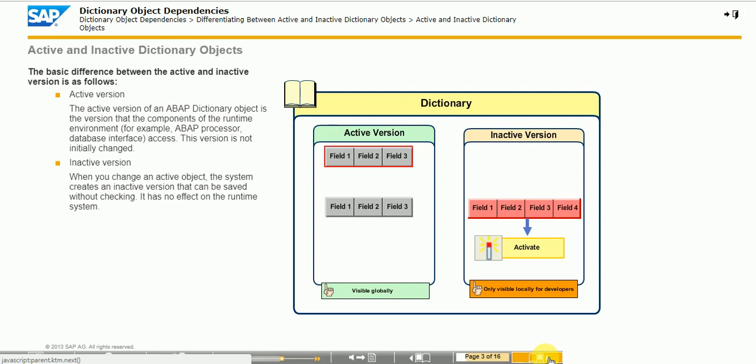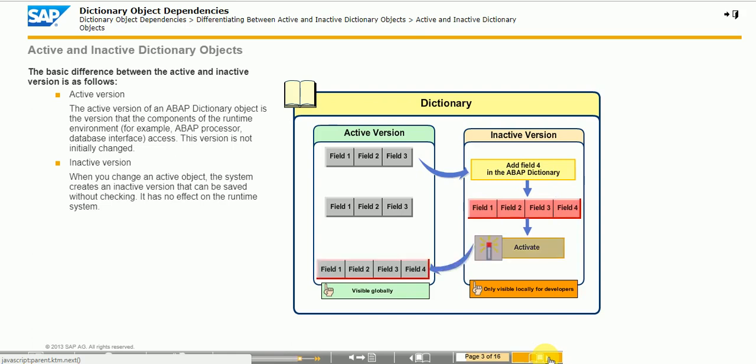An active structure contains 3 fields. A field is added to this structure in the ABAP dictionary. After this action, there is an active version with 3 fields and an inactive version with 4 fields. During activation, the active version is overwritten with the inactive version. As a result, the inactive version becomes the active version. After the activation, the active version has 4 fields.